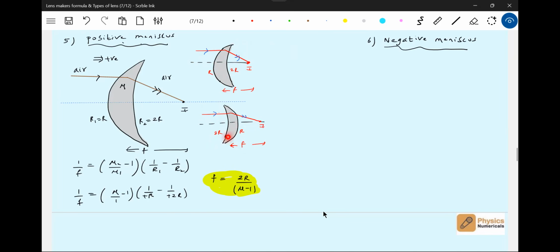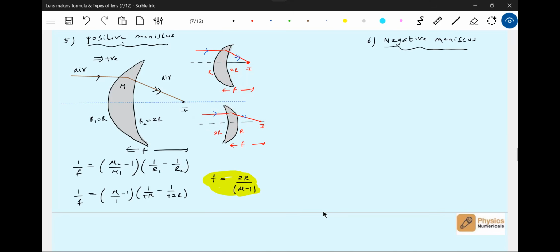So therefore, I'm just taking a diagram like this. Let me rotate this lens. Now the surface of radius of curvature 2R faces the incident ray. So the position of the image will be the same. The focal length will not change. This is very important.